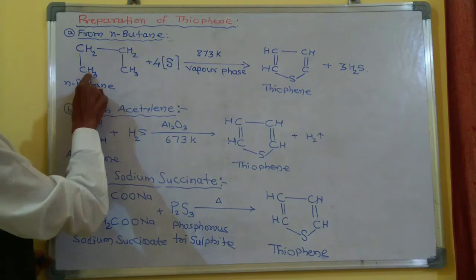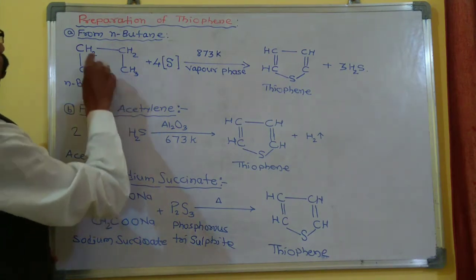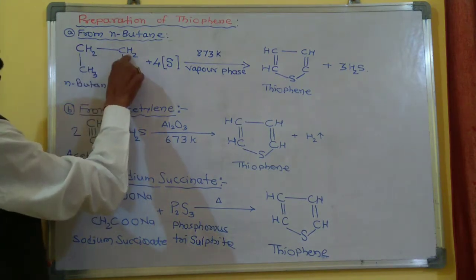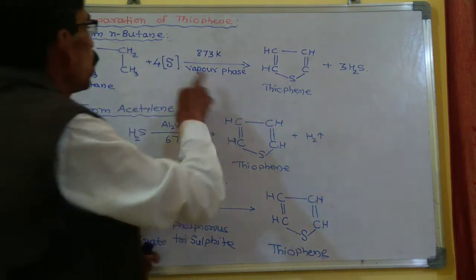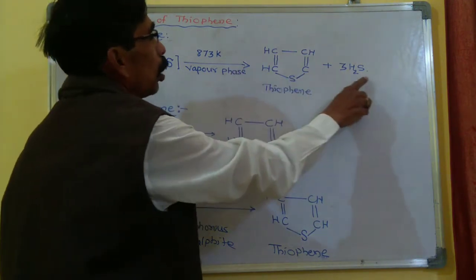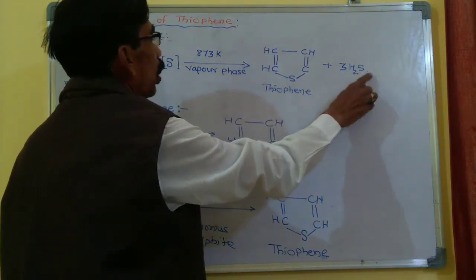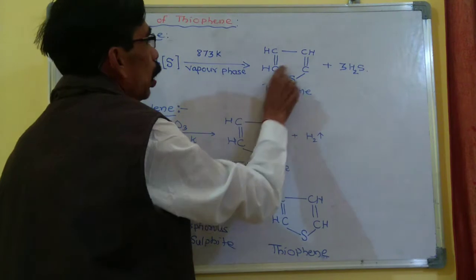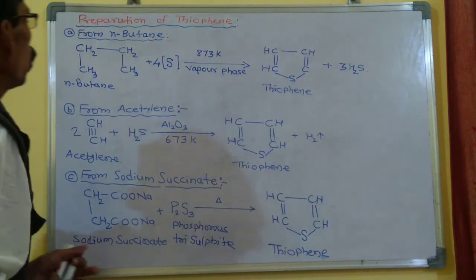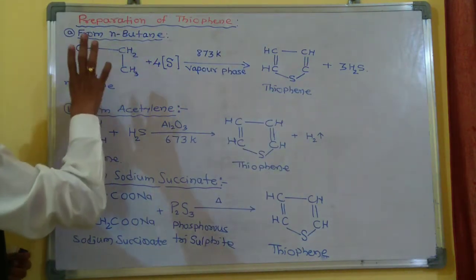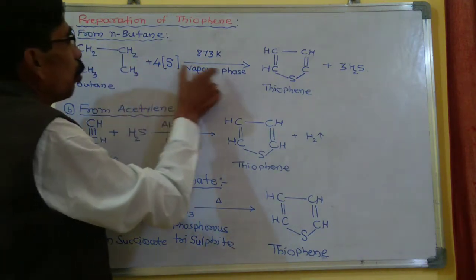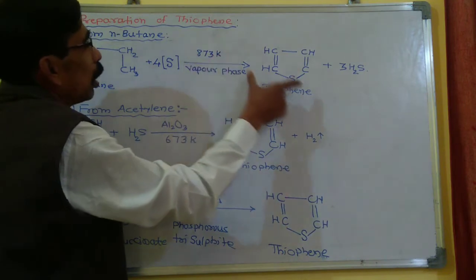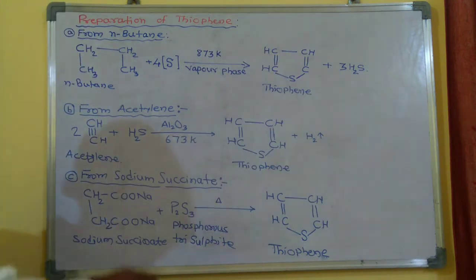So from the CH2 hydrogens, one hydrogen from each CH2, a total of 6 hydrogens can be replaced, and they combine with the sulfur to form H2, and one sulfur atom comes in between. So when gaseous N-butane is allowed to react with sulfur in the vapor phase at 873 Kelvin, it gives thiophene. So this is the first method, from N-butane.